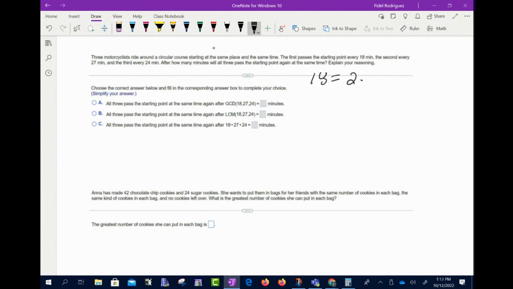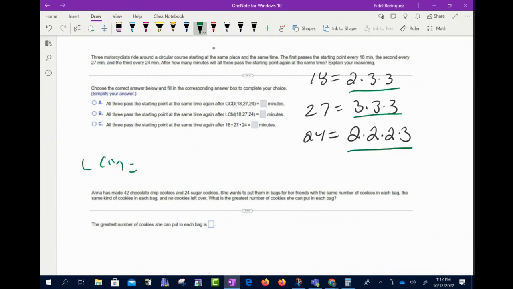18 is 2 times 9, but I know 9 is 3 and 3, okay? 27 is 3 times 9, but I know 9 is also 3 and 3. And 24 is 2 times 12, but 12 is 2 times 6, and 6 is 2 times 3, okay? So we're still looking for the least common multiple.